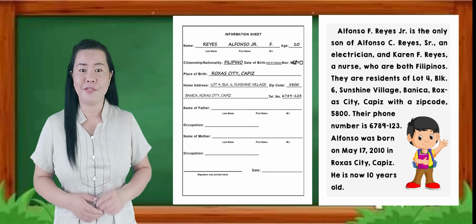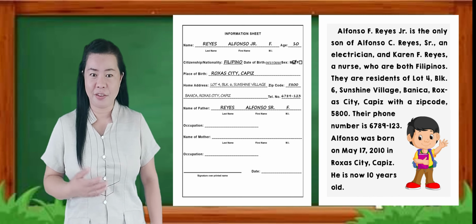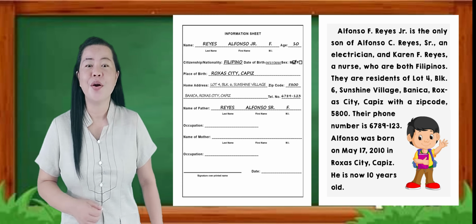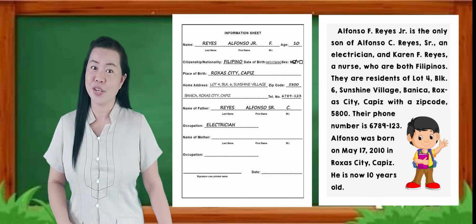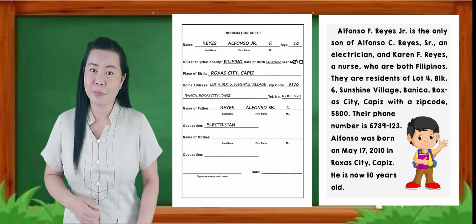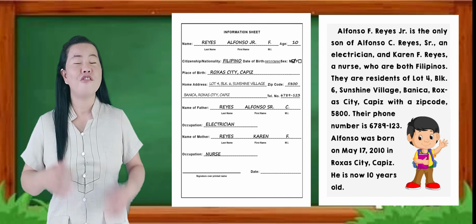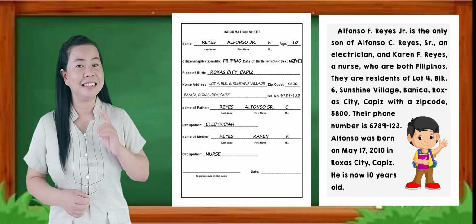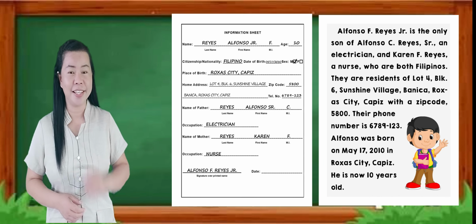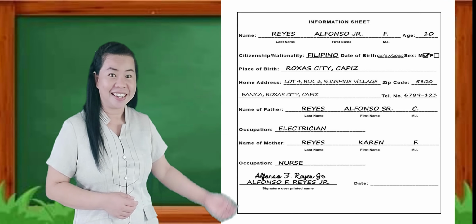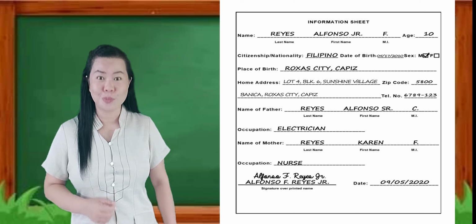Next, write the full name of his father. Follow the required pattern in the form. Next, write the occupation or the work of Alfonso's father, which is electrician. Repeat the process for filling out the name of his mother and her occupation. For the signature over printed name, the signatory or Alfonso needs to print his full name and signs over it. Look at this example. Lastly, indicate the date when the form was signed.